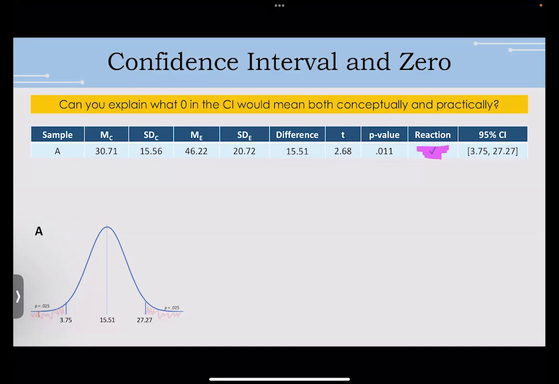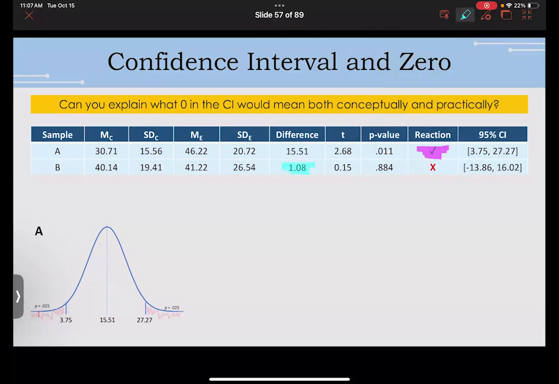Now let's talk about what happens when we do include zero. Here's our second result. Our mean difference is 1.08, not statistically significant. The confidence interval goes from negative 13.86 to 16.02. Here's our interval, okay? Now, the confidence interval includes zero.